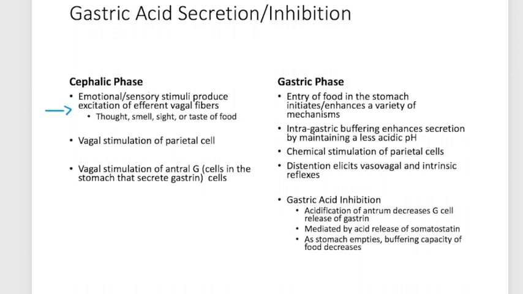Once the food actually gets into the stomach, then we move on to the gastric phase. That entry of the food into the stomach initiates and then enhances the variety of gastric juices and the mechanisms by which they are obtained. Intragastric buffering enhances secretion by maintaining a less acidic pH. We have chemical stimulation of those parietal cells, and we have distension, which elicits vasovagal and intrinsic reflexes.